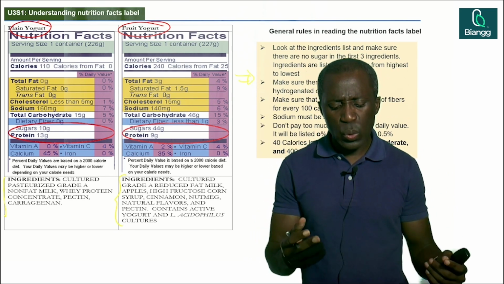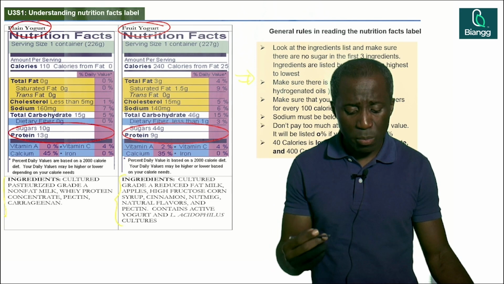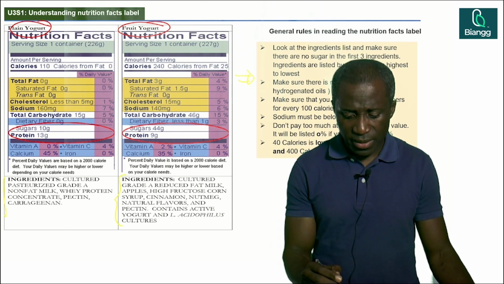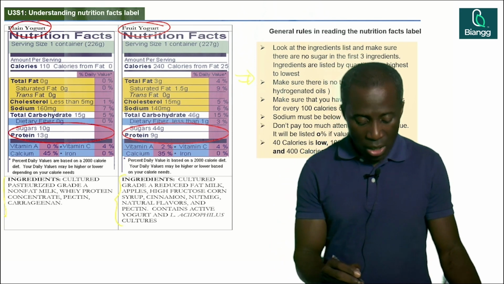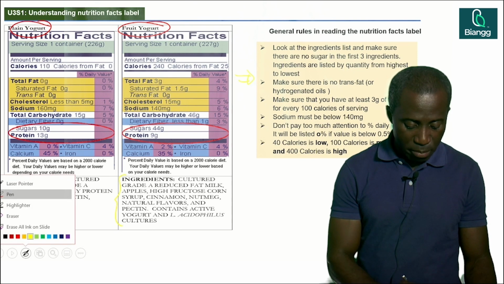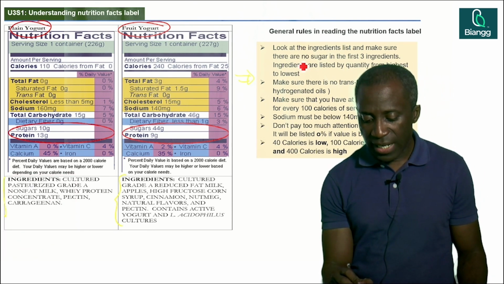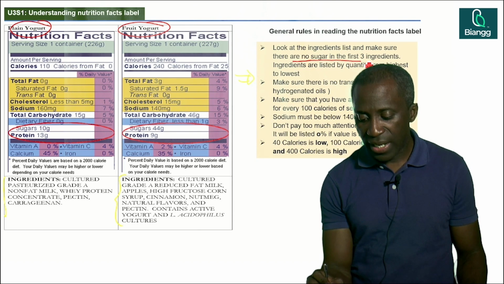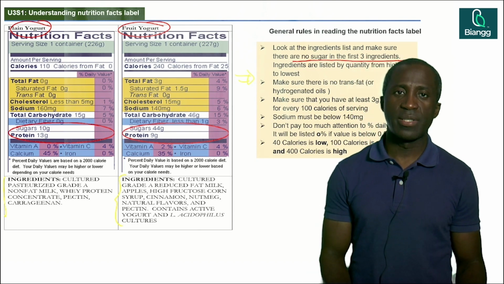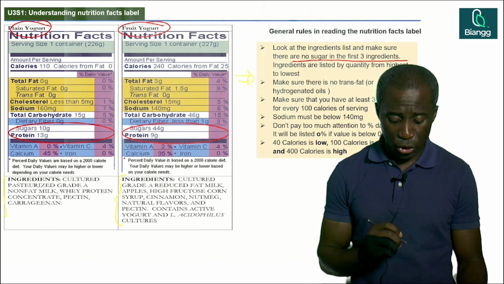These are the general rules in reading the nutrition facts label. Number one, you look at the ingredients list. Very important, and I want to highlight it in red: make sure that there is no sugar in the first 3 ingredients. You want to make sure that there is no sugar.